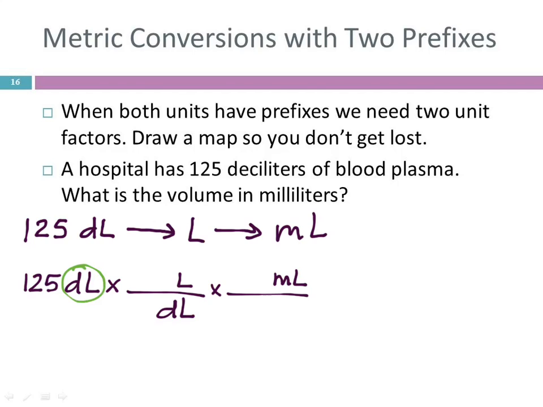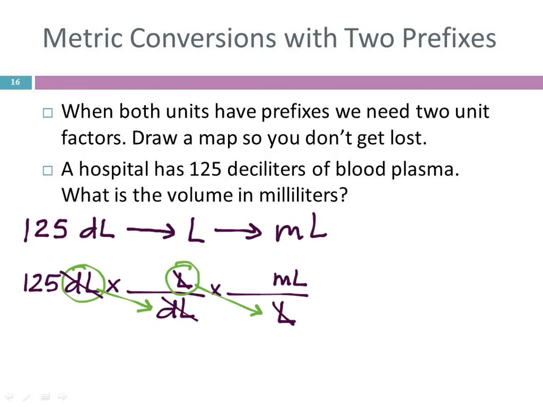You see what's happening here? This unit comes to the denominator over there. And then I'm going to put liters down here. This unit comes to the denominator over there. It's kind of a diagonal pattern here. Because now liters cancel, deciliters cancel. So our units are working out. We do the units first. The units tell us where to go.